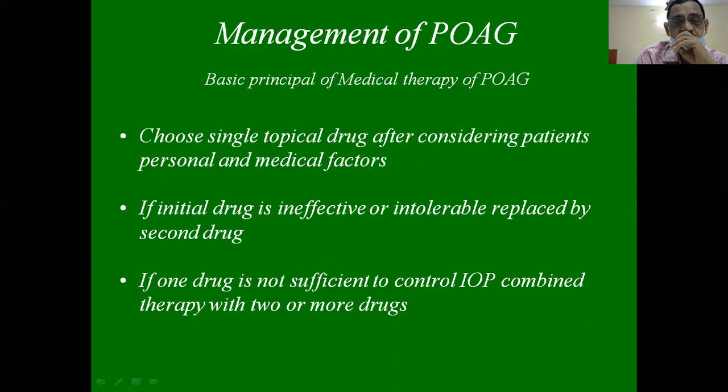So the basic principles of medical therapy of primary open-angle glaucoma: choose a single topical drug after considering the patient's personal and medical practice. If the initial drug is ineffective or is not tolerated by the patient, it should be replaced by another drug. If one drug is not sufficient to control the intraocular pressure, we use 2 or more drugs of different mechanisms of action.